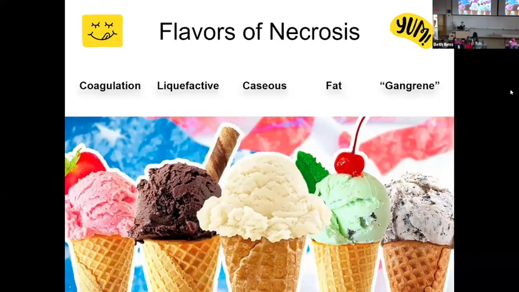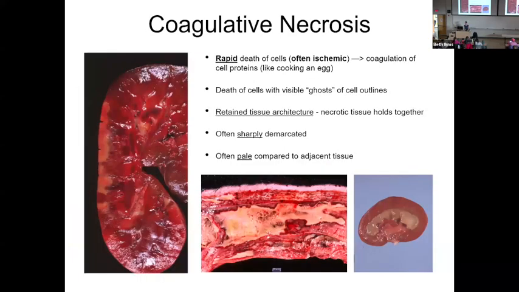Okay, so fun fact, necrosis comes in many fun, delicious flavors. Let's talk about them. Okay, so coagulative necrosis is the kind of necrosis we see when cells die really fast. Usually that means we've cut off their blood supply very rapidly and they die really, really quick. So this is the one where they almost don't know they're dead yet because it happens so fast.